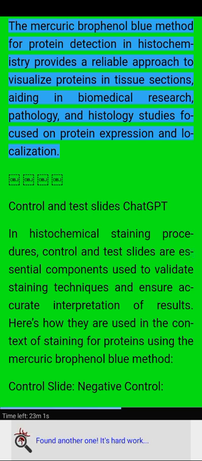The mercuric bromophenol blue method for protein detection in histochemistry provides a reliable approach to visualize proteins in tissue sections, aiding in biomedical research, pathology, and histology studies focused on protein expression and localization. Control and test slides.